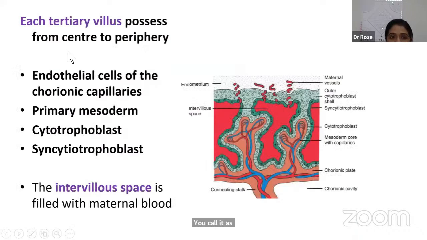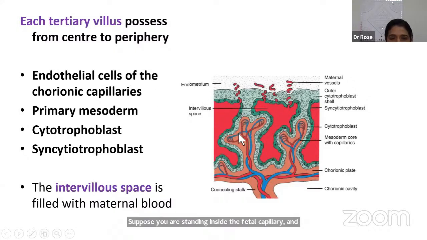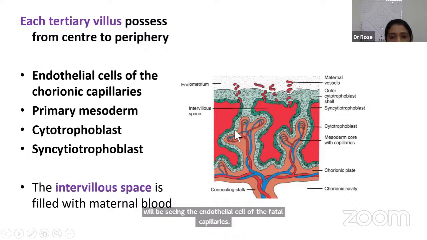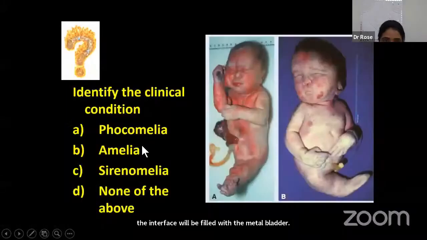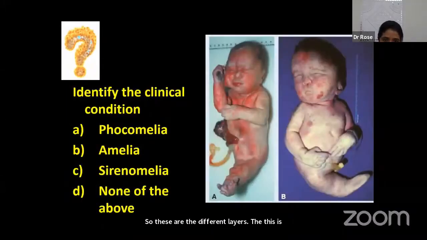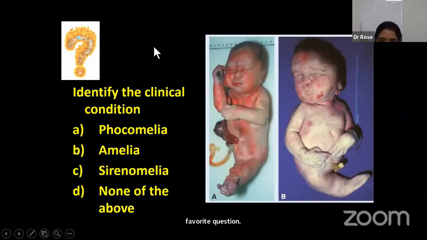Now, each tertiary villus presents the structures from center to periphery. So, what are the structures which you get from center to periphery? Suppose you are standing inside the fetal capillary and you are looking at the maternal blood. First, you will be seeing the endothelial cells of the fetal capillaries. Then you can see the extraembryonic mesoderm. Then you can see the cytotrophoblast. Then you can see the syncytial trophoblast. And between the villi, the intervillar space will be filled with the maternal blood. So these are the different layers. This is again a favorite question.